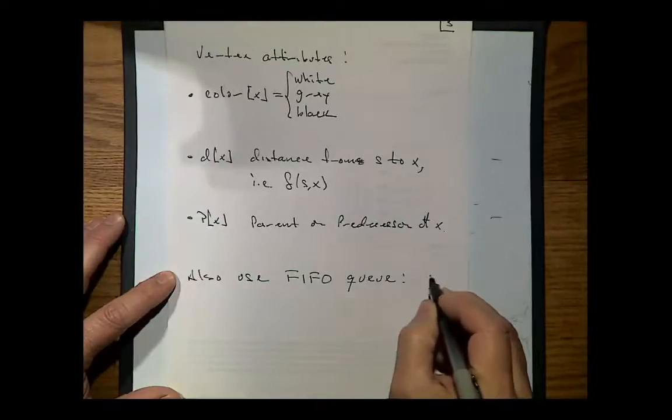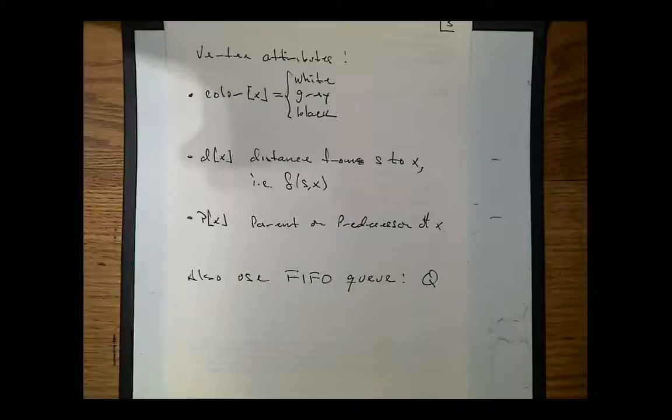Which I'll refer to as capital Q. All right, so you can see where you can use your list ADT in trying to implement all this. First of all, BFS assumes that the graph is represented by an array of adjacency lists. Okay, so those lists are going to be used in the adjacency list representation.